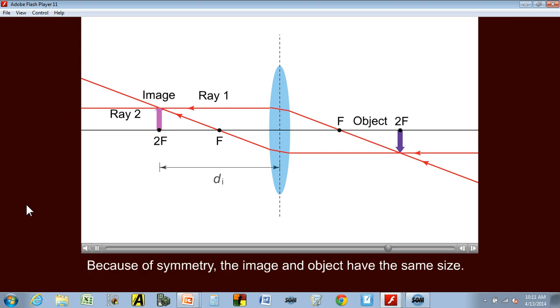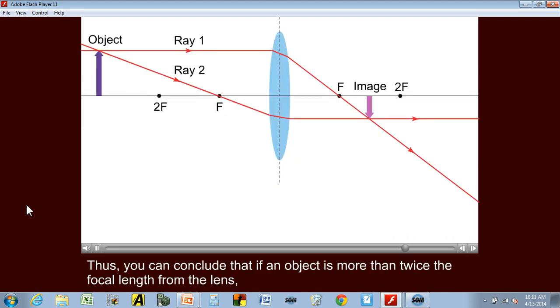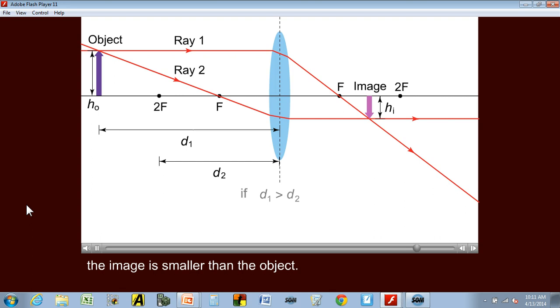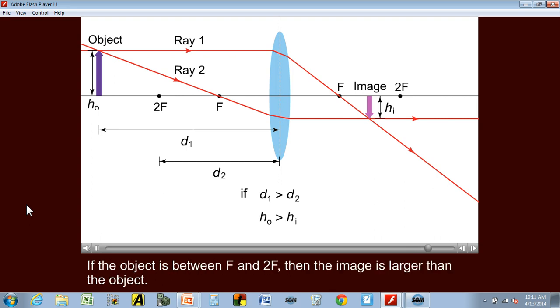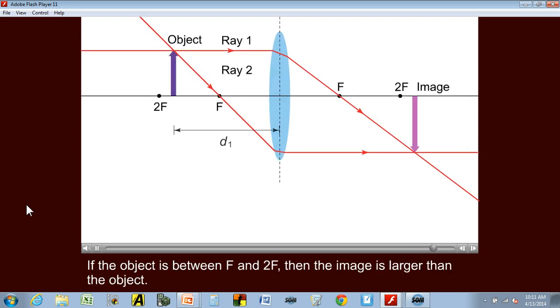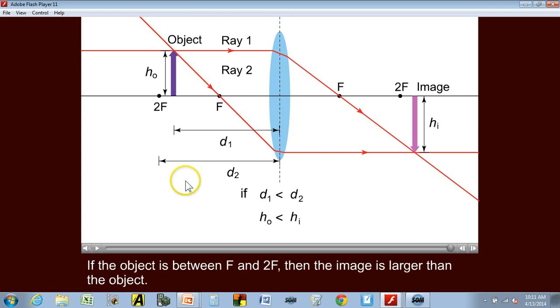Because of symmetry, the image and object have the same size. Thus, you can conclude that if an object is more than twice the focal length from the lens, the image is smaller than the object. If the object is between f and 2f, then the image is larger than the object. We're going to talk about what happens when the image is either at f or between f and the lens in a minute.